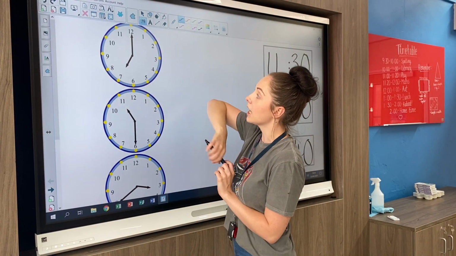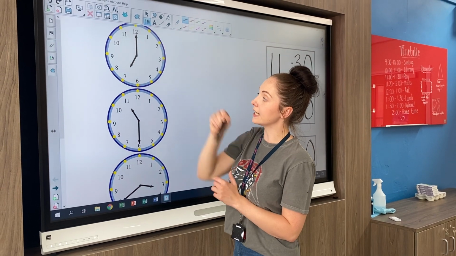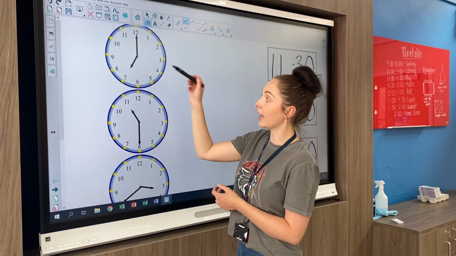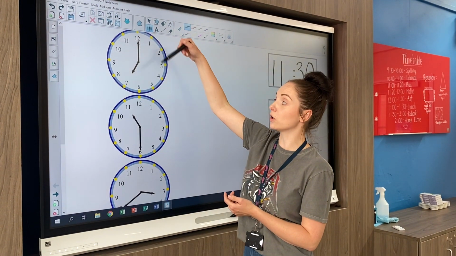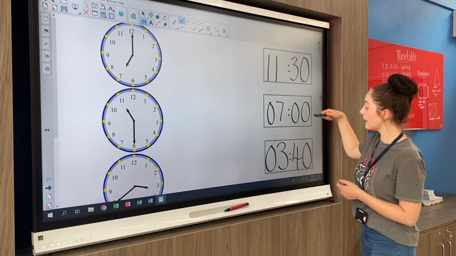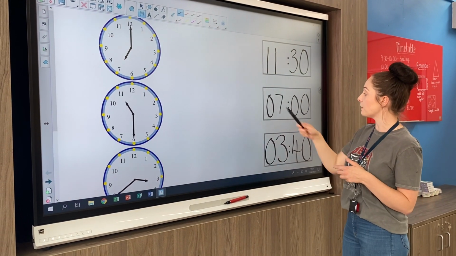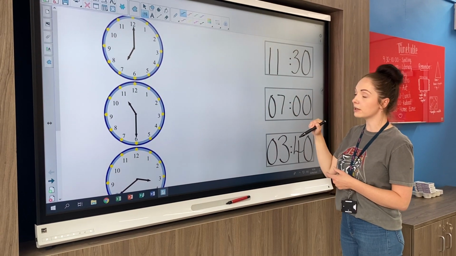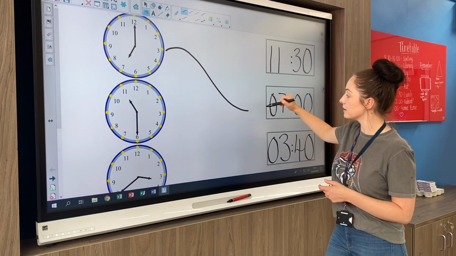So this one, we've got the minute hand pointing to 12 and the hour hand pointing to 7. I know that if the minute hand is pointing to 12, then that's o'clock, and if it's pointing to 7, that's 7 o'clock. So then I'm going to have a look at my digital times and figure out which one must be 7 o'clock. It's going to be this one, because I've got 7 in my hours and no minutes. So we can join that one to that one.